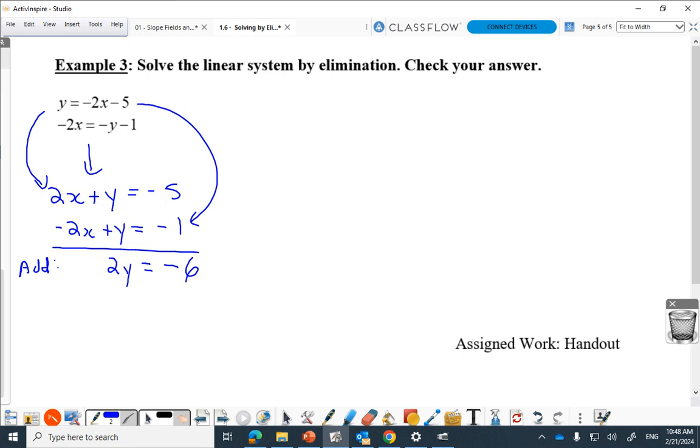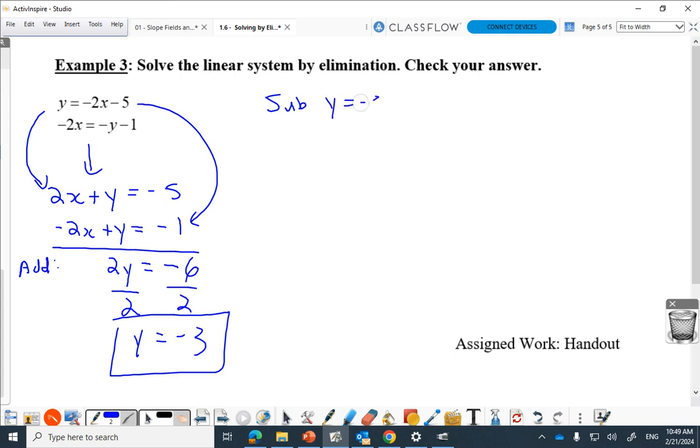Then divide both sides by 2, and I get y equals negative 3. Oh, little rectangle. Now what do I do with the y? Whoa, sub y equals negative 3 into 2, what 2? Oh yeah, I didn't label them. And that's why we label them. Don't forget to give them a label. So I can go back to here. And which one did you like?